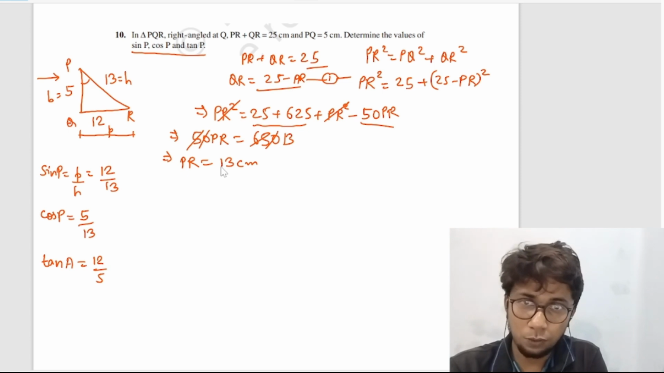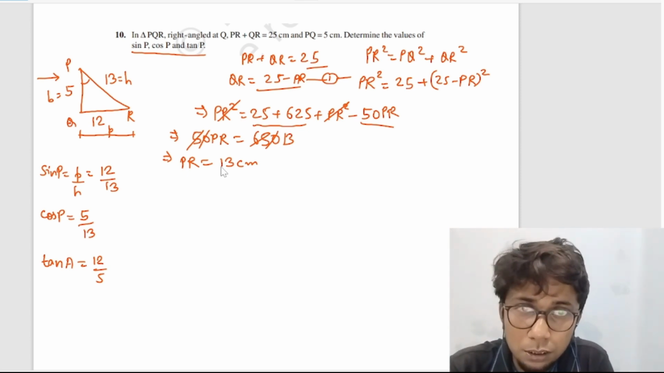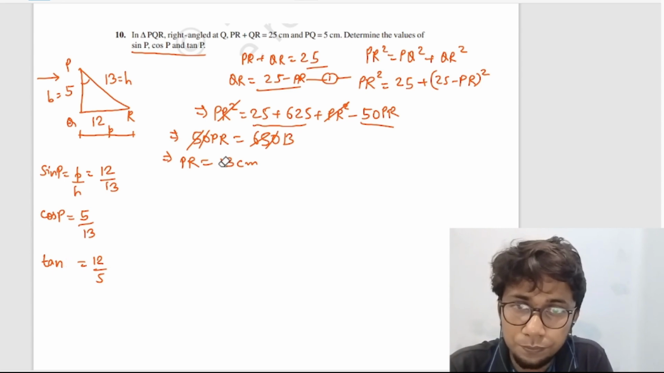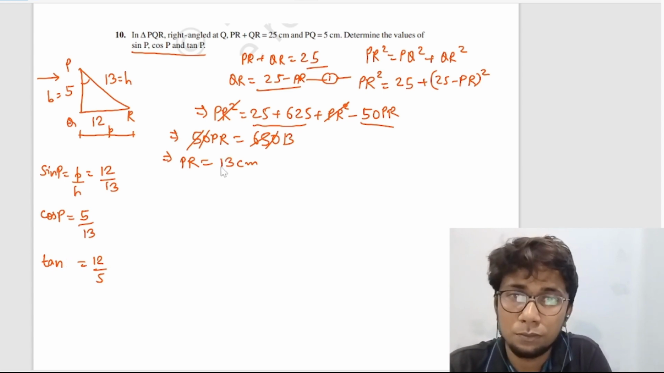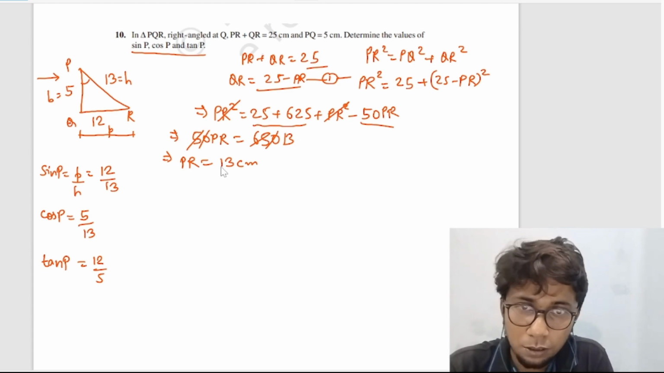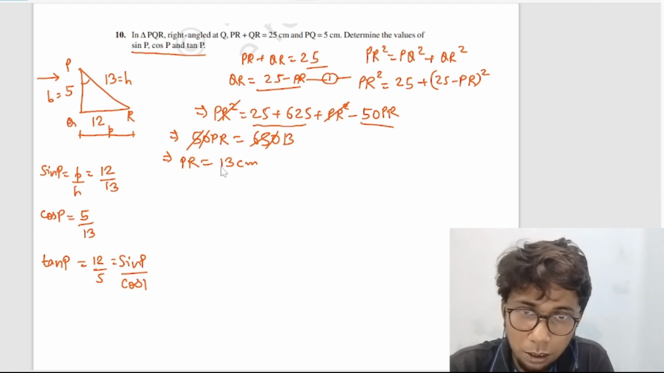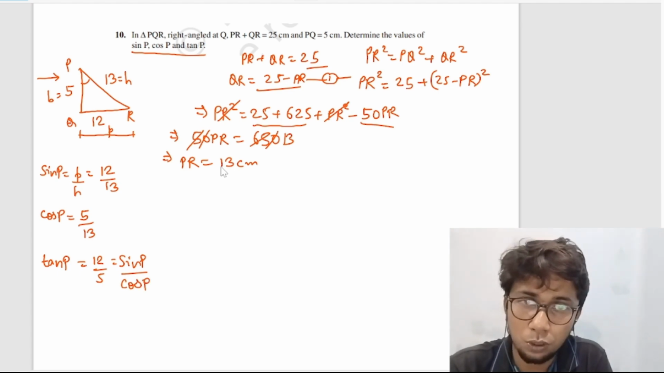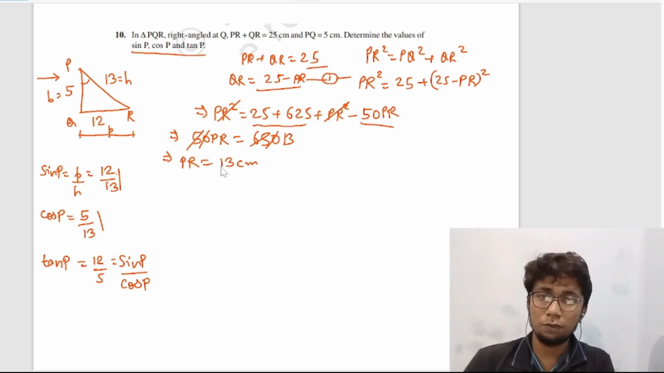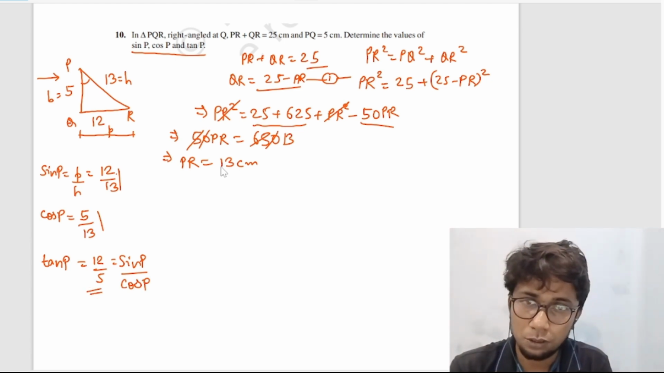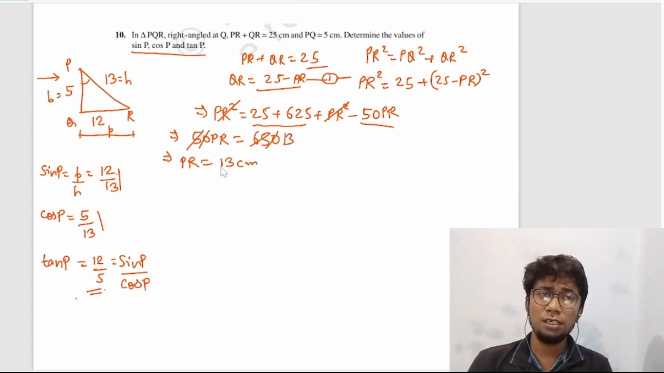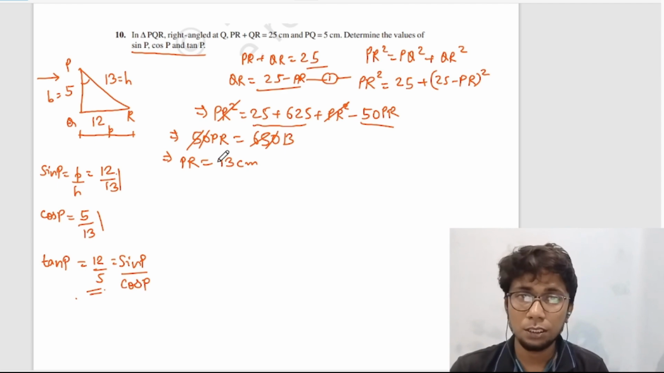And this is also equal to sine P upon cos P. Sorry, this is P, right? Not A. This can also be calculated using sine P by cos P, that is 12 by 13 divided by 5 by 13. That will give you 12 over 5. This will be your answer. Alright, I hope it was clear. So now let's move on to the next question.